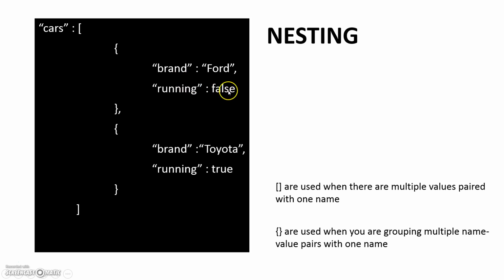So what this is telling us is, is this car running? And the value is false, because no, it's not running. The only other value we could put in here is, yes, it is running. You use true or false for any yes or no fields.